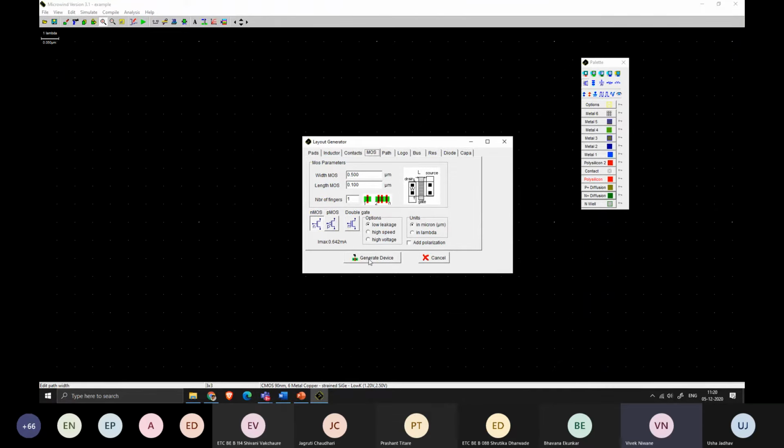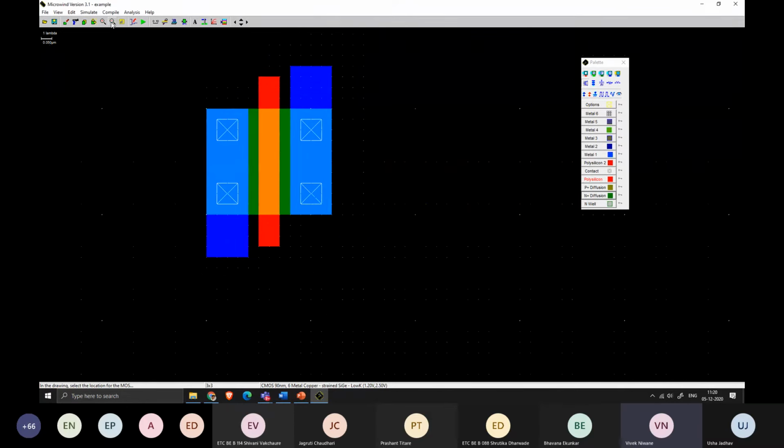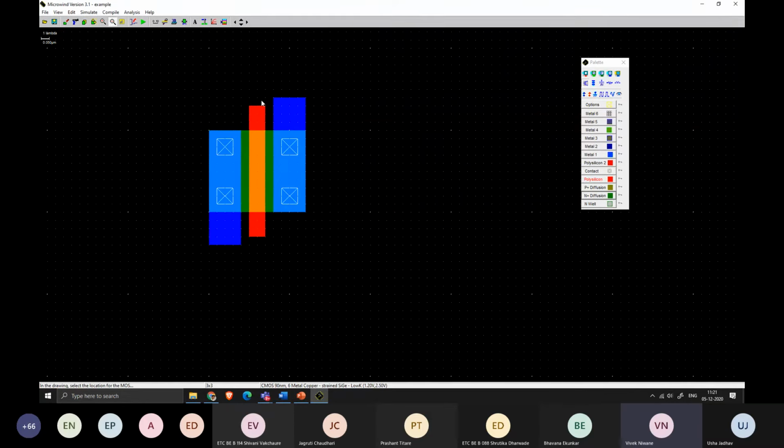You can click on generate device, and you can place it. Let me zoom out a little. This is the NMOS. Does it look like the top view of the NMOS we discussed? There is a red colored strip which is the polysilicon. On either side of the polysilicon strip we will have N plus diffusion.